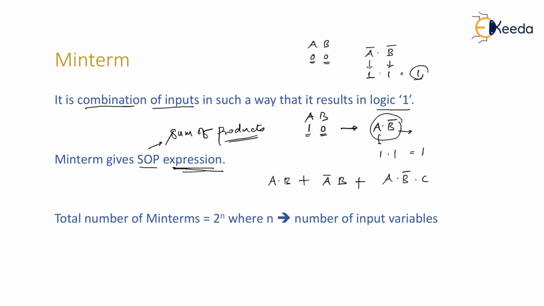So whenever you are using min term, what you get at the end is an SOP expression. What is meant by that? Sum of products. We will see that when we actually start implementing it, and then you will understand what I mean to say. This is a summary, or the whole introduction, about the min term. You may not understand it at first glance, so just wait for the problems to come, and then you will understand. The first point says it is a combination of inputs for which it results in logic 1. Min term gives you an SOP expression.